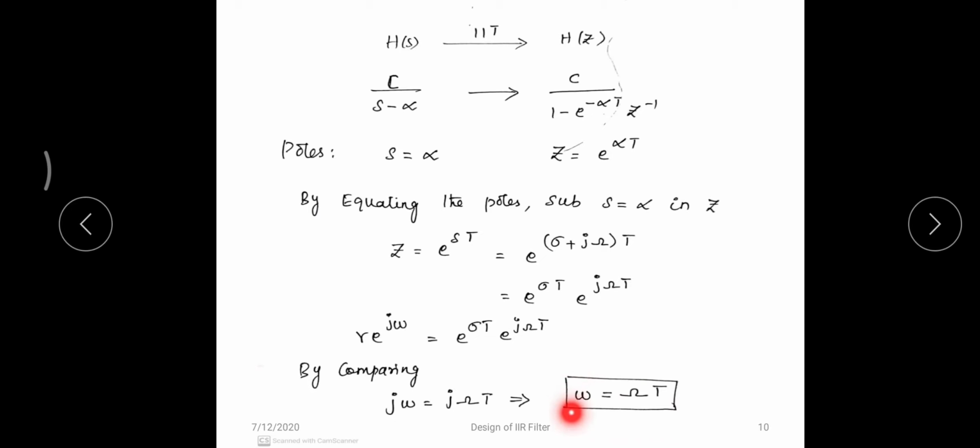This omega is nothing but digital frequency. This omega is nothing but analog frequency. They are linearly related. This is called as linear transformation. So small omega is equal to capital omega into t, where small omega is nothing but digital frequency, capital omega is nothing but analog frequency, and t is nothing but sampling period.